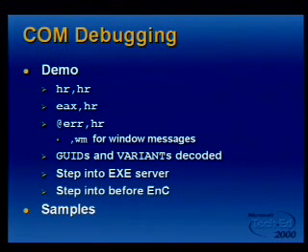Also, we do decoding of GUIDs and variants. Our GUIDs, we map them back to the exact class name that you've registered them as, and variants will show which union is currently selected for that variant. And the demo also shows stepping into across exe boundaries and doing a little ENC as well. So I'll swap over to that just now.